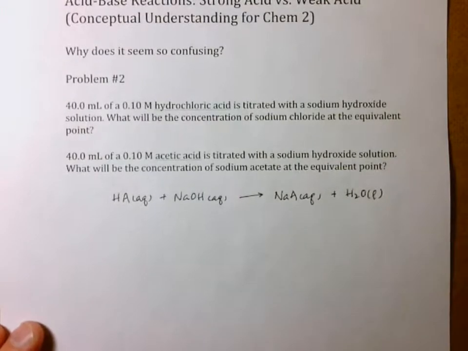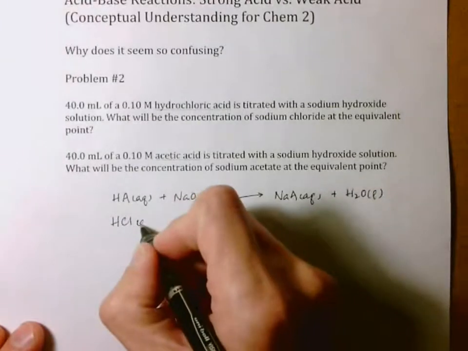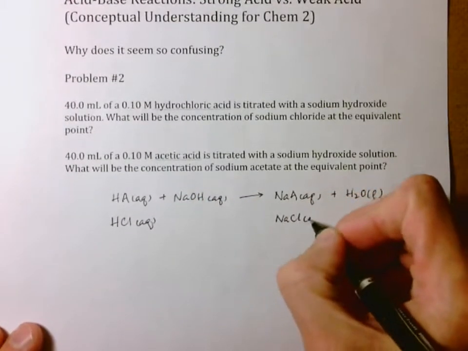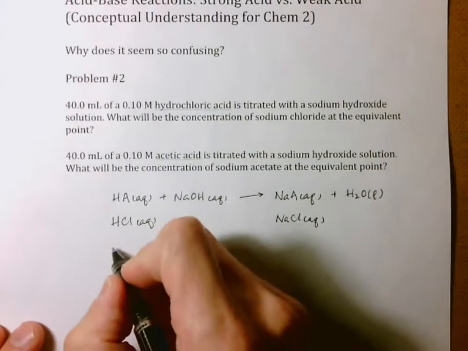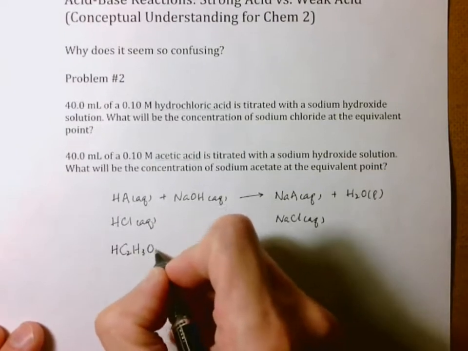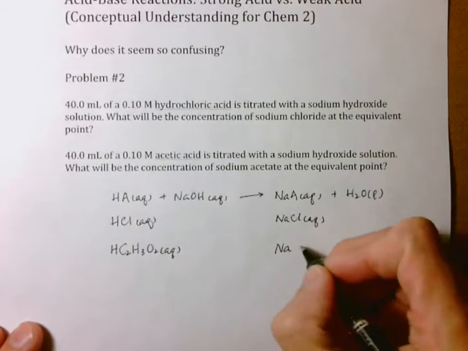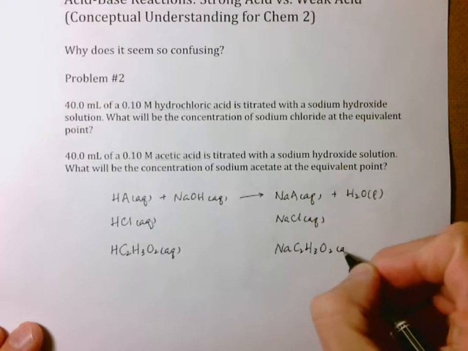Okay. So either HCl to produce sodium chloride, or acetic acid to produce sodium acetate.